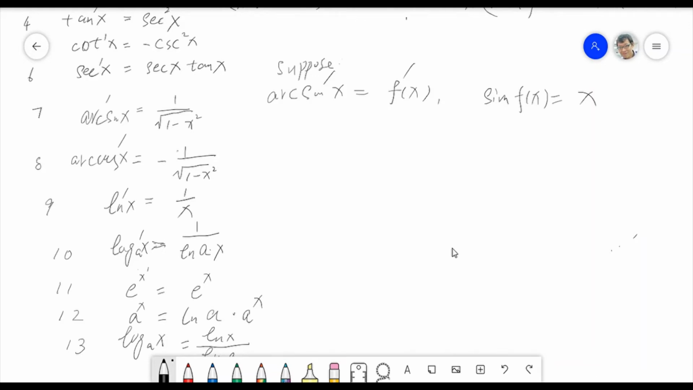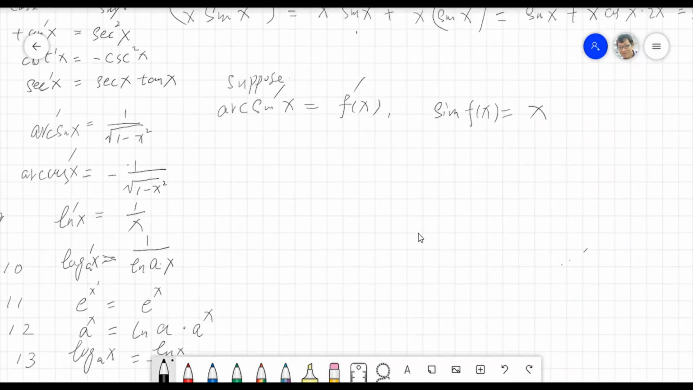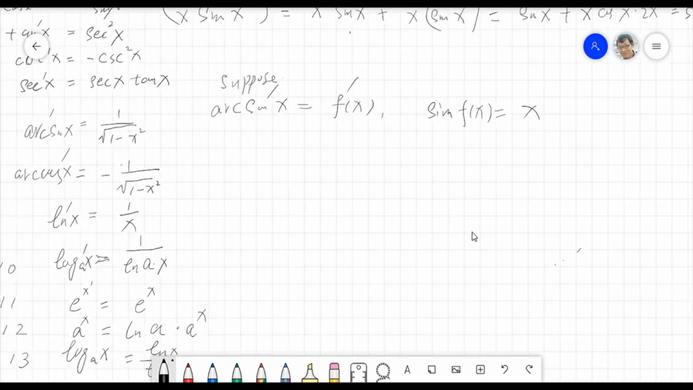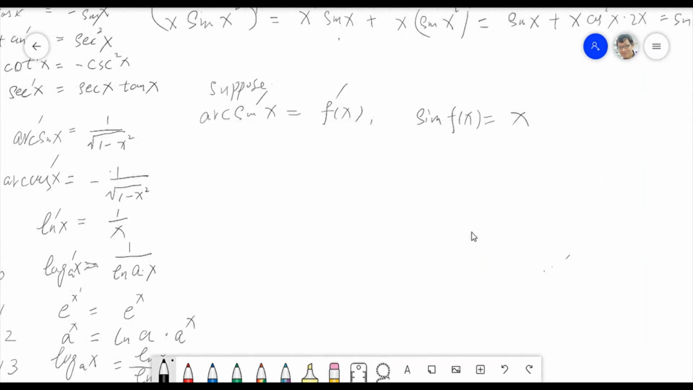Because if you don't feel this right, think about what arc sine means. Arc sine means exactly this. So what we want to get is the derivative of f(x). Since they are the same, we can take the derivative on both sides.